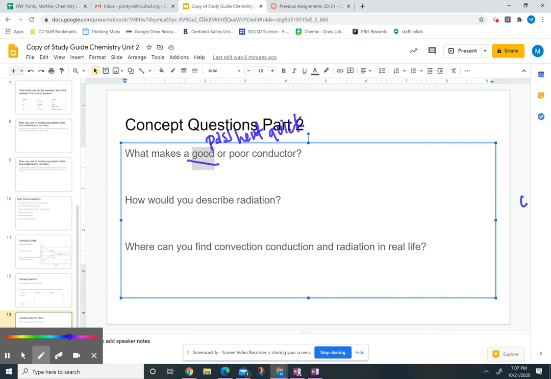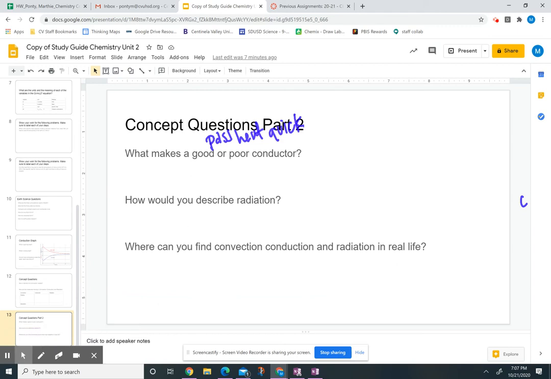A poor conductor is going to do it more slowly. So that is the big difference: a good conductor will do it fast, a poor conductor will do it slow. And that is just because of the way the molecules are spread out, if they are bumping into each other quickly, if they're able to get their neighbor activated enough in order to cause a change.